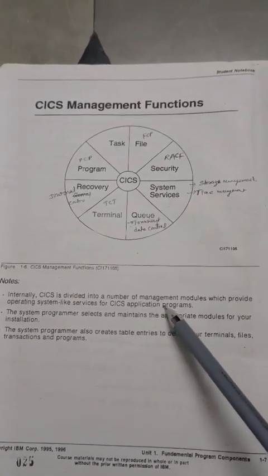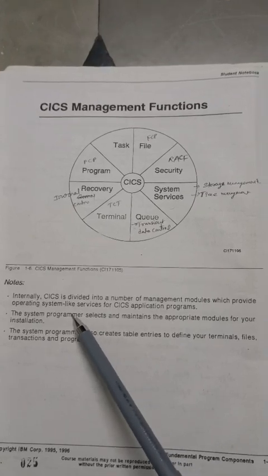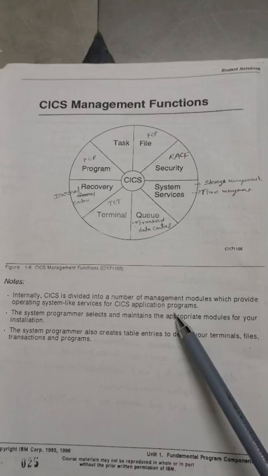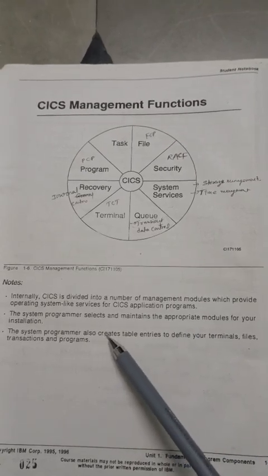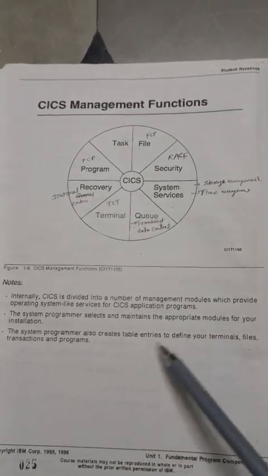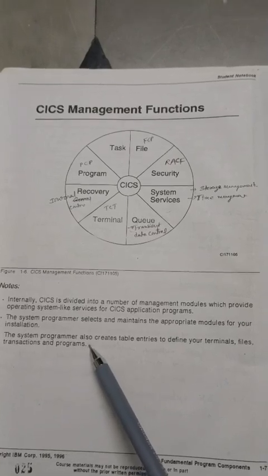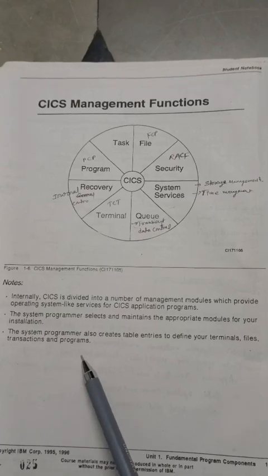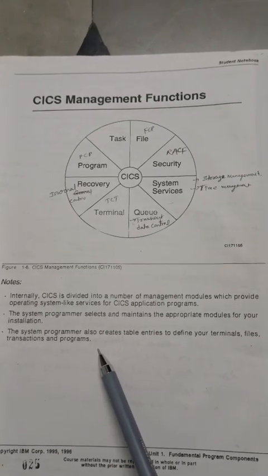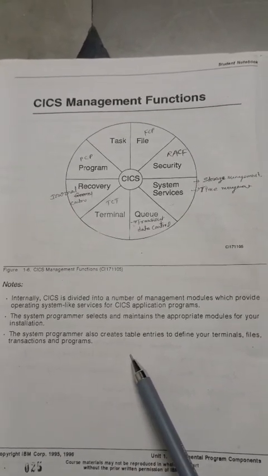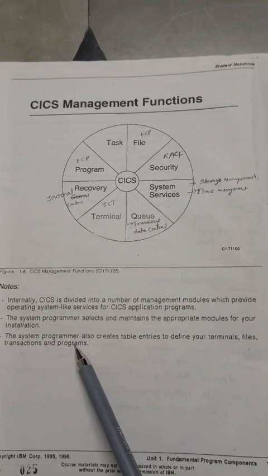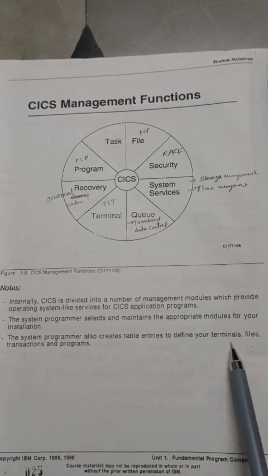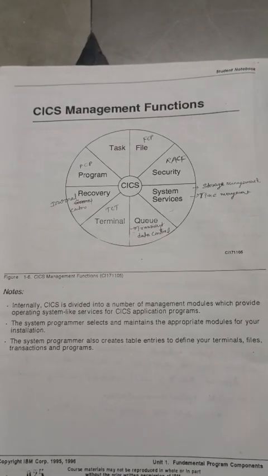Internally, CICS is divided into a number of management modules which provide operating-system-like services for CICS application programming. The system programmer selects and maintains the appropriate modules for each installation, and system programmers also create the table entries to define your terminals and files, transactions and programs. Friends, please remember the developer cannot create the table. Here the system programmer is nothing but a DBA. The DBA team will create the table entries and define the terminals, files and transaction programs.